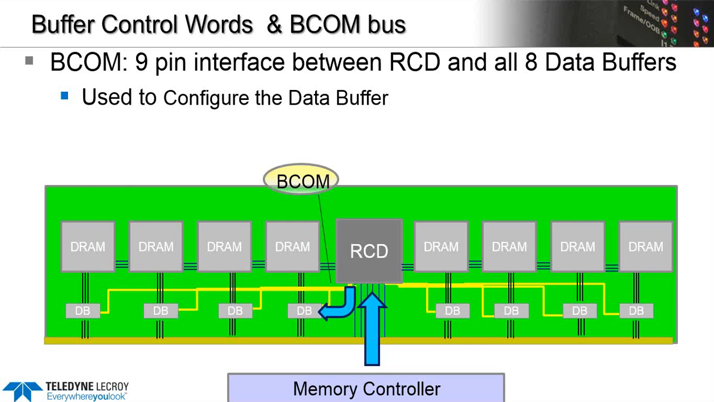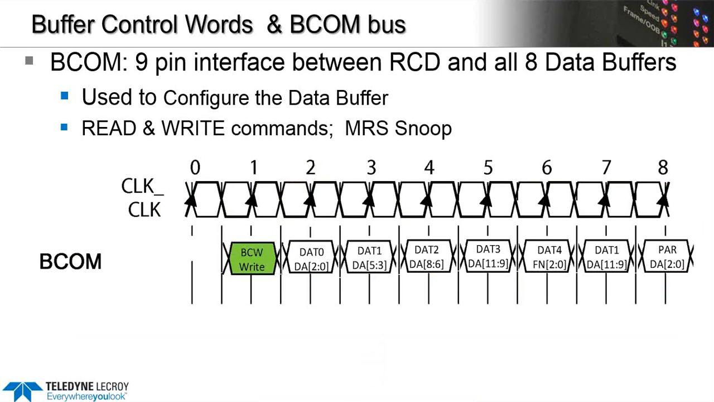It's only 9 pins, though, so the register can't just pass it through as an MRS7. The register actually has to convert or mux the MRS7 into this BCOM format. So for a buffer command, the RCD maps the 12 address bits into 5 separate data transfers that are basically 4 bits wide. They're sent over this BCOM bus back to back. It looks like this on the bus, where each buffer chip gets a BCOM command similar to this. It takes 5 clock cycles plus a parity cycle to complete this command.